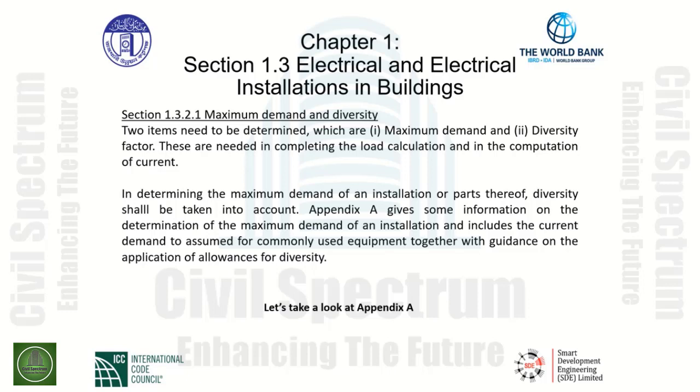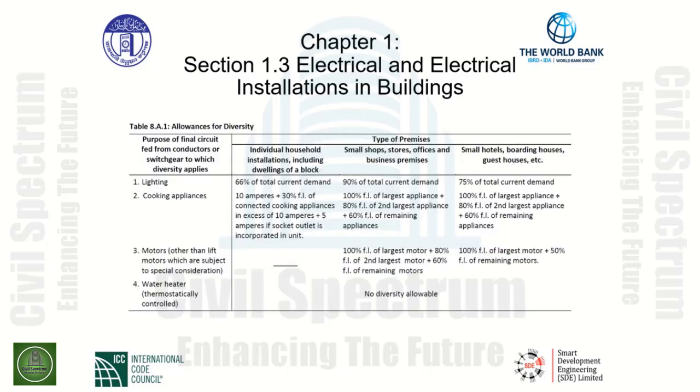Let's take a look at Appendix A. Table 8.A.1, titled Allowances for Diversity, is indicated in this slide. However, before we go into the table and study the table, some information on the determination of the maximum demand for an electrical installation is provided in this appendix. It also includes some notes on the application of allowances for diversity.